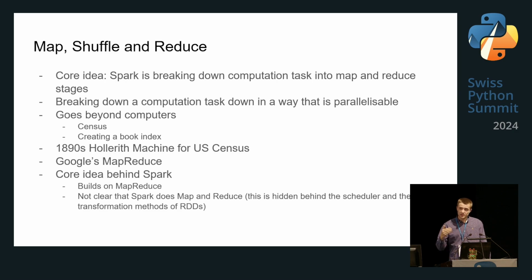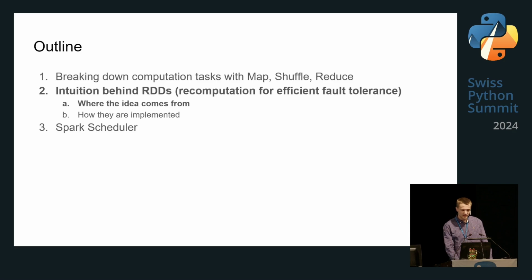And then Spark was an evolution of Hadoop MapReduce. There were some limitations with the original MapReduce, so that's why they implemented Spark. So that's kind of just an explanation of the MapReduce idea.